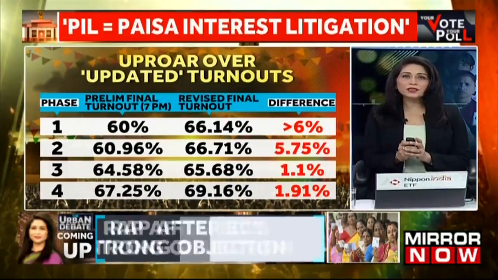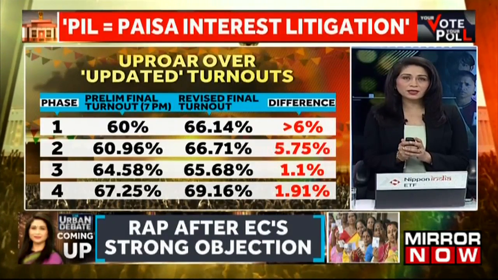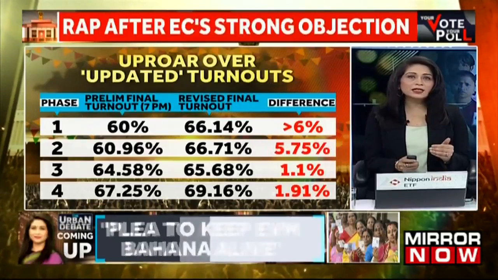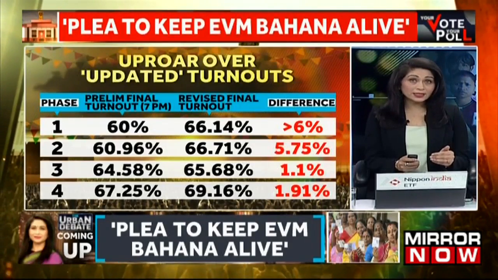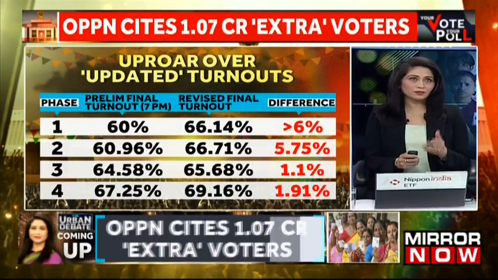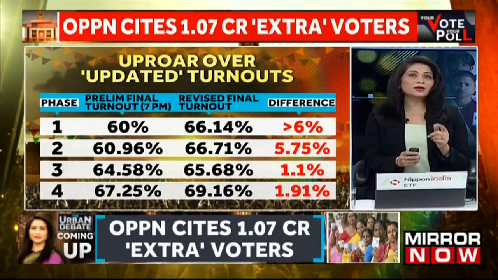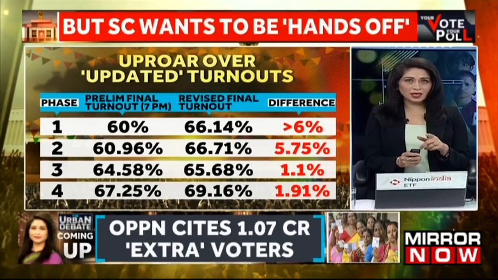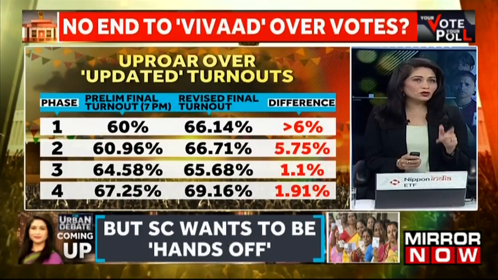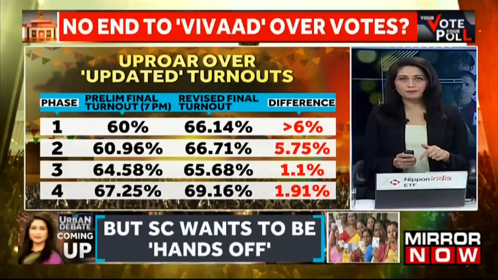For each of the first 4 phases of the elections, the final figures released by the Election Commission are significantly higher than the live tally seen on the Election Commission's voter turnout app on the day of elections. Just take a look. The difference ranged from 5 to 6% for the first 2 phases to 1 to 2% for phase 3 and phase 4.